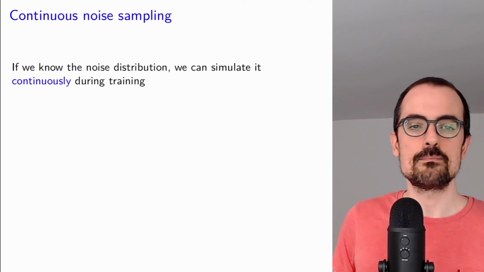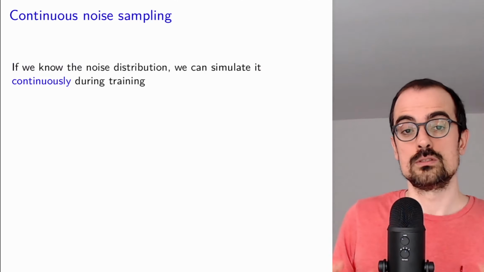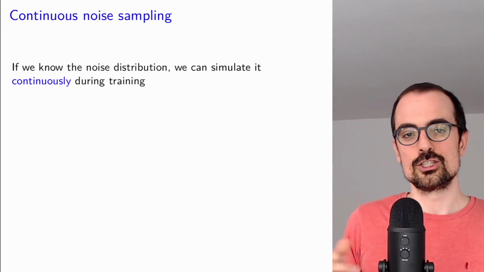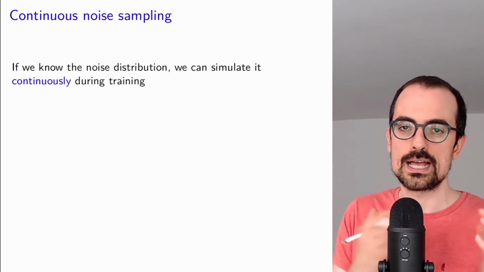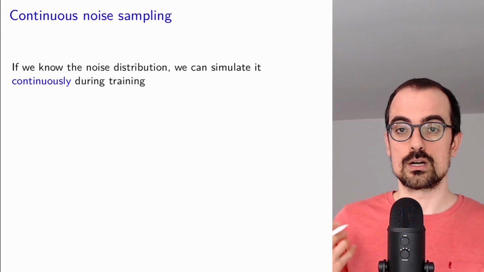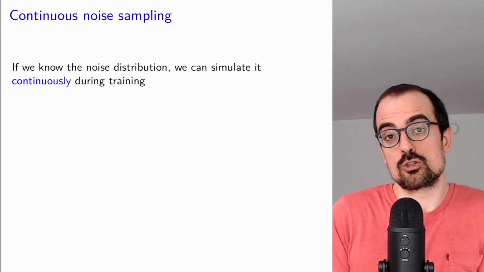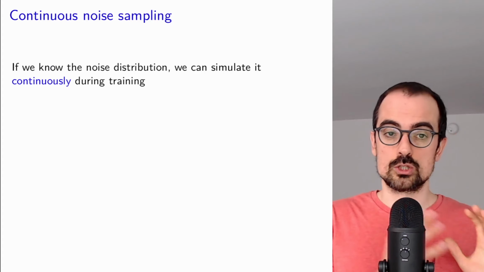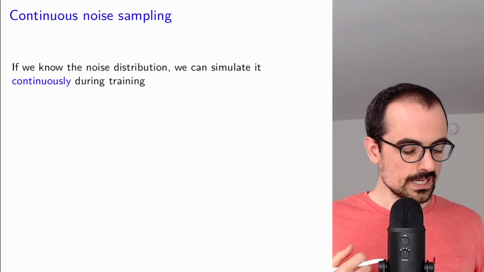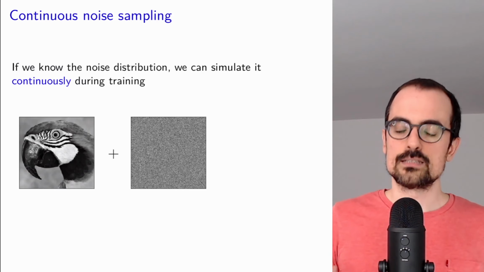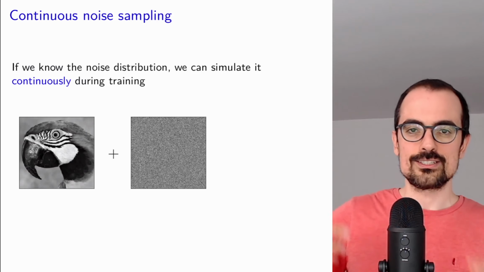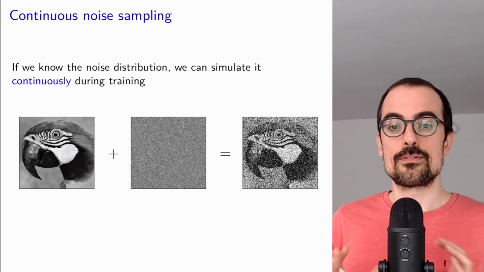So in continuous noise sampling, if we know the noise distribution, what we do is we simulate it during training continuously. So this assumes a supervised paradigm where we have clean images and we know how to corrupt them to mimic the noise that we're about to find in the data. In the case of electron microscopy, we would use Poisson noise. If we're doing experiments with natural images and Gaussian noise, we would add Gaussian noise. And what we do is we take the clean image and we add different noise at every epoch. So while we train, we're continuously adding different noise to the same underlying clean images.